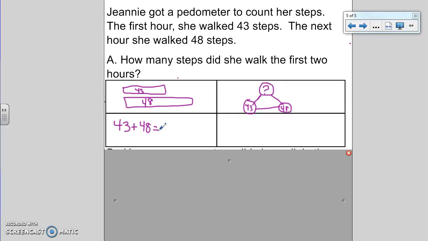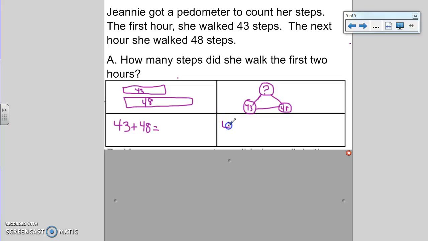So what your job is going to be is to choose the vertical form, the chip model, or the arrow method to solve 43 plus 48, thinking about the two parts that make the whole. So go ahead and press pause, solve the problem. Once you're done solving, press play to check your work.